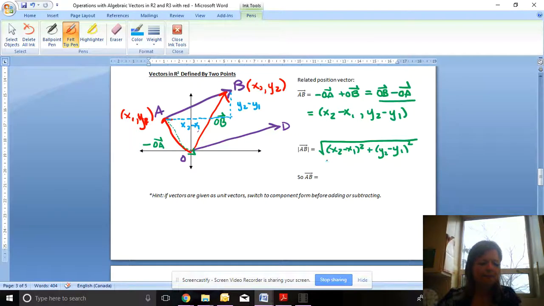So AB is equal to its position vector. Actually, sorry, this wasn't supposed to be D. This was supposed to be a P, for position vector. So AB is equal to OP, which is just x2 minus x1 and y2 minus y1. You're taking the x values from the second coordinate and subtracting the x values from the first, and similarly for y. And that's because of the triangle law. Here's a hint: if they give it to you in unit vectors, just switch it to component form first.